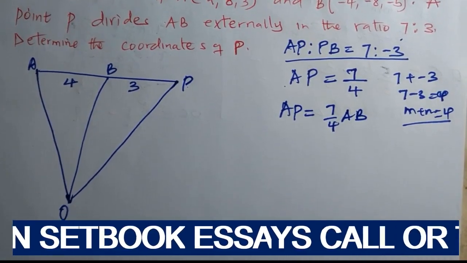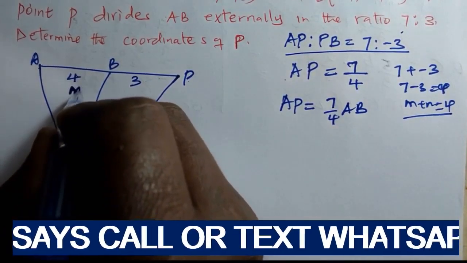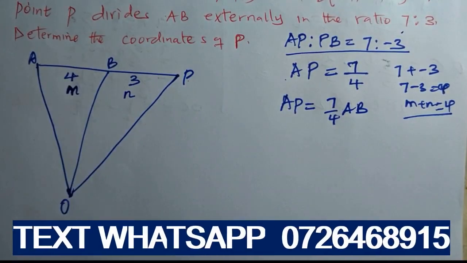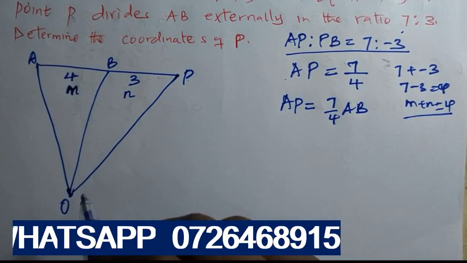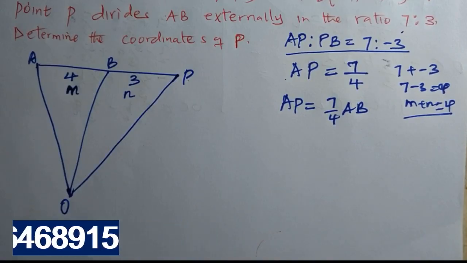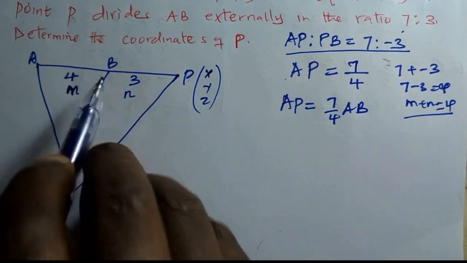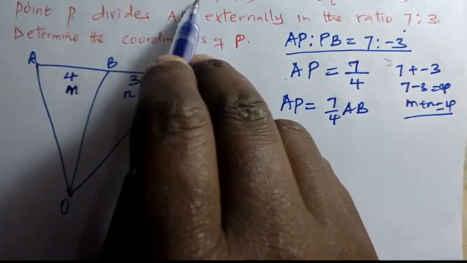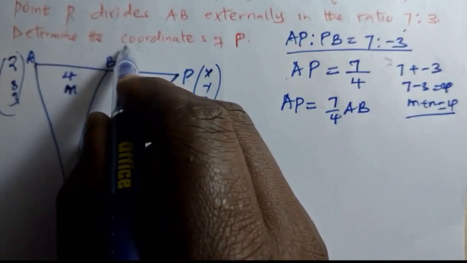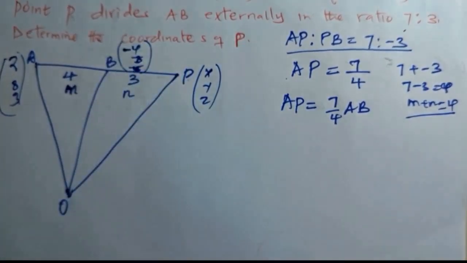So let's look at this one. We can now use the ratio theorem. If I give this one m, I give this one n, then what we want is to find the coordinates of P. We are looking for the coordinates of P, x, y, z. That's what we don't have. We have the coordinates for B. Here they are. The coordinates of A, here they are. 2, 8, 3. Negative 4, negative 8, negative 5. Those are the coordinates.